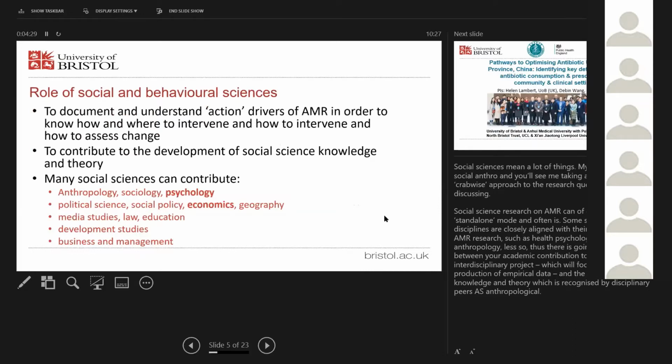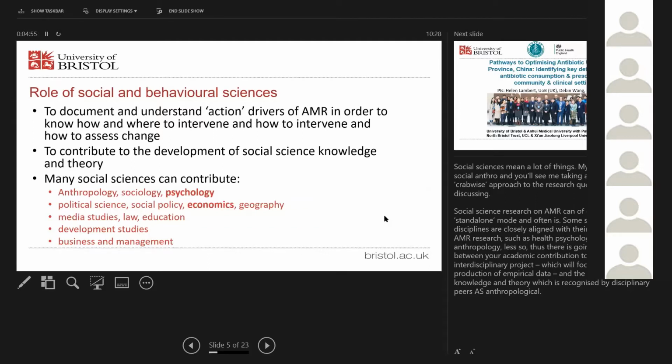To document and understand these action drivers of AMR is important, because we need to know how and where to intervene, and also how to intervene and how to assess change over time to understand whether our interventions are useful. And so social science and behavioural science is very important in this respect.